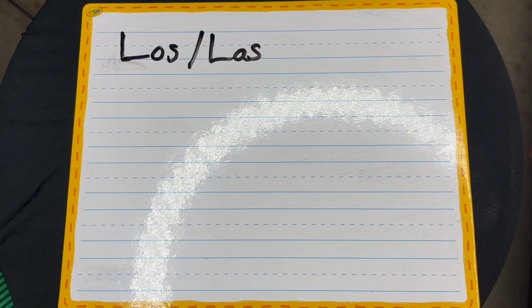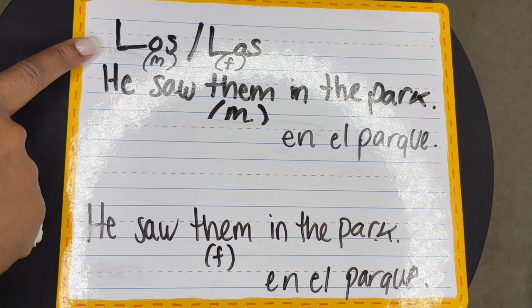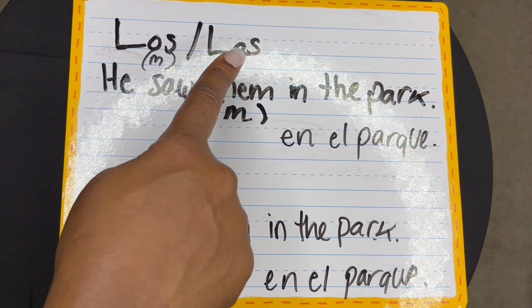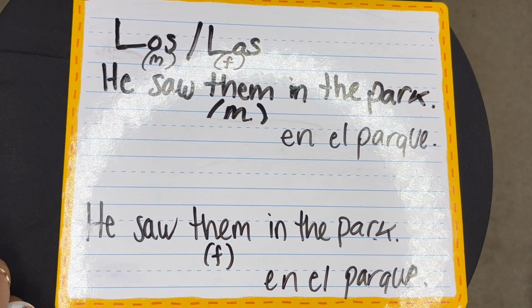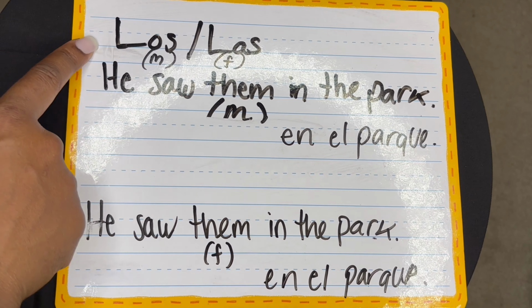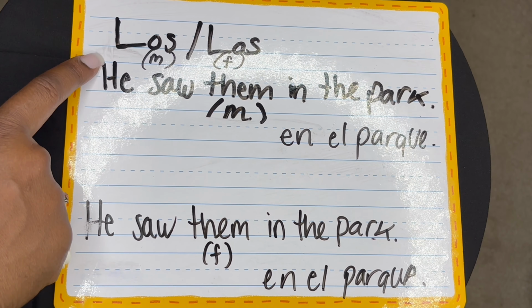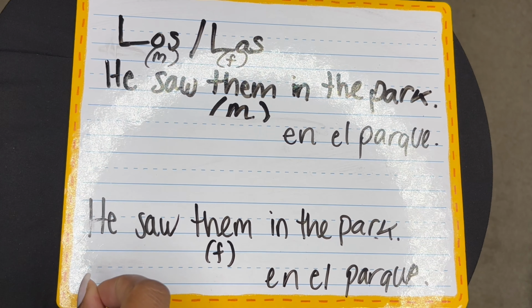Y los últimos pronombres que tenemos son los y las. ¿Ok? Los significa ellos y es masculino. Y las significa ellas y es femenino. Hombres y mujeres o un grupo de hombres y mujeres. ¿Ok? He saw them in the park.